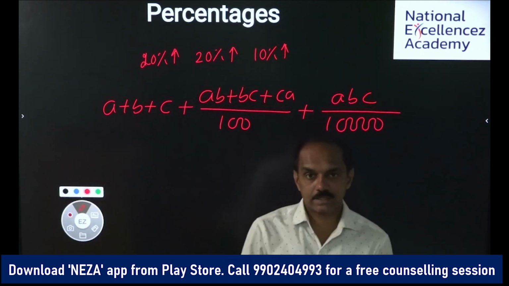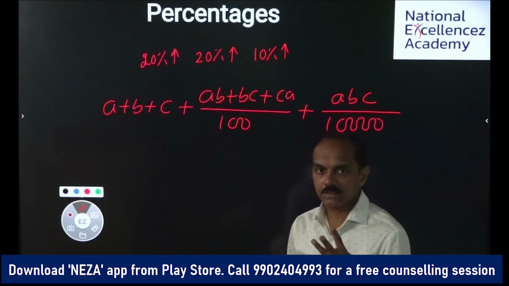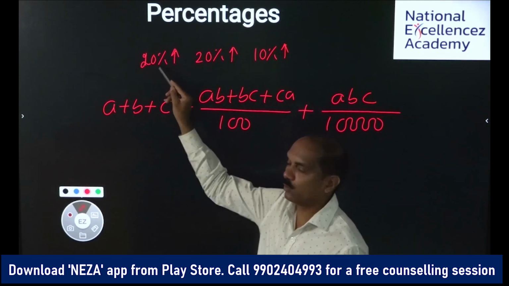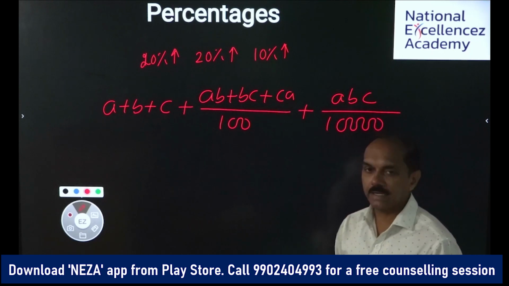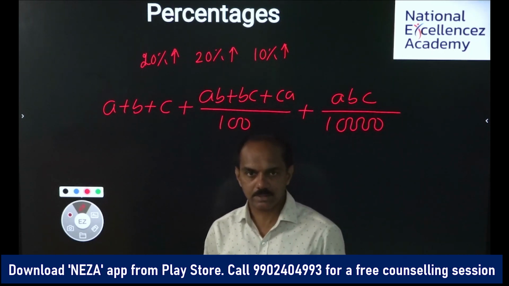So an employee's salary is increased 3 times. First time by 20%, then by 20%, then by 10%. So what is the net increase in his salary in percentage?